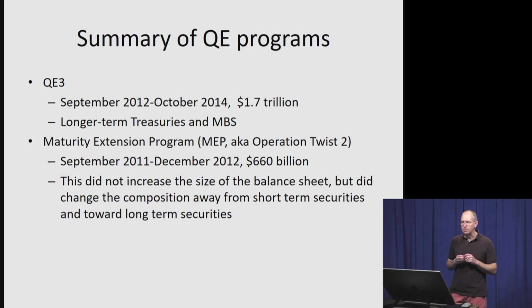And let's also not forget the maturity extension program, and that was also known as Operation Twist 2. That ran from December 2011 to December 2012, and that was for a total value of $660 billion. What's interesting to note here is this did not change the size of the balance sheet. It did change the composition. What the maturity extension program involved was the trade of short-term securities for long-term securities. So the Fed reduced the volume of short-term bills they held, and they increased the volume of longer-term treasuries they held. So it changed the composition, but not the total size.